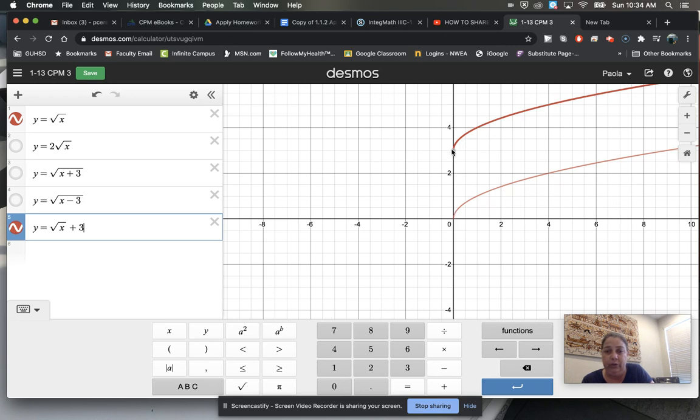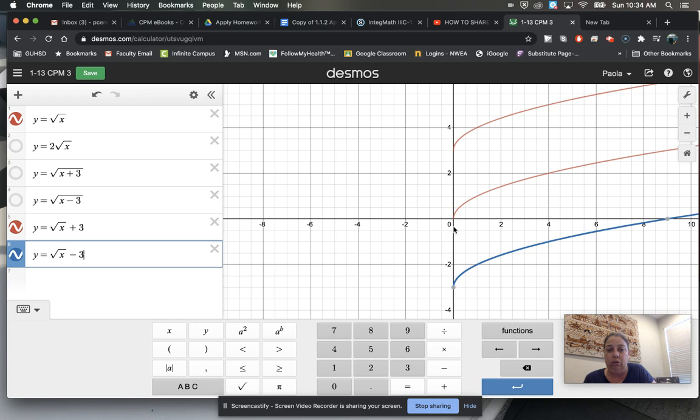Shifted up 3 units. Well, what would happen if I subtract 3? Well, let's see. Oops, equals. Let's see what happens if I subtract 3. It shifted 3 units down. Okay, so if I add 3 outside of the square root, it shifts up. When I subtract, it shifts down.